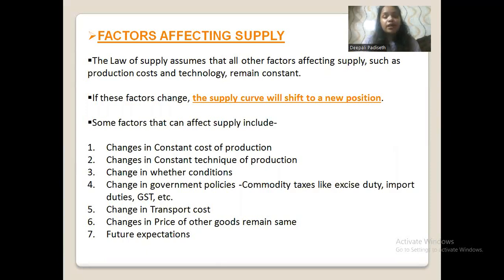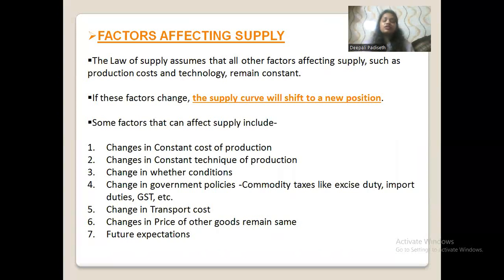The law of supply assumes that all other factors affecting supply, such as production costs and technology, remain constant. If these factors change, the supply curve will shift to a new position. Some factors that can affect supply include changes in the cost of production. If the cost of production changes, then of course there will be a change in the supply. Changes in the technique of production. If the technique is changed, then there will be changes in the supply curve.